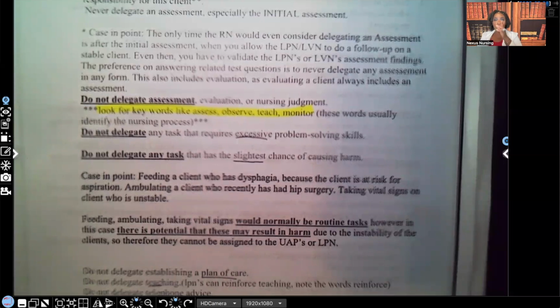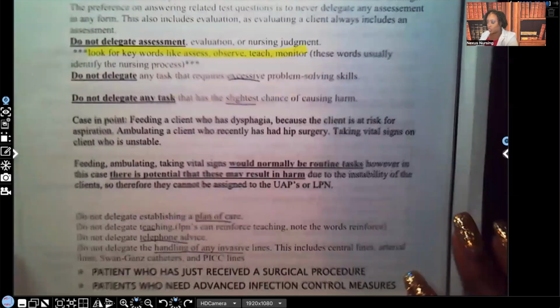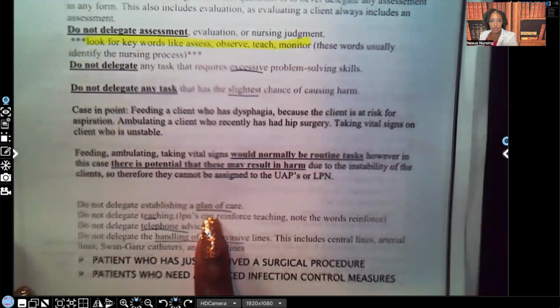Something else that only you, the RN, can do is call the healthcare provider to request a consult, to request DME, to request home health. Only you, the RN, can create that care plan. The UAP and the LPN follow the care plan that you created, but only you can create it. How do you know what to put in that care plan? By assessing your patient in depth. Okay. Do not delegate your care plan. You have to do that.